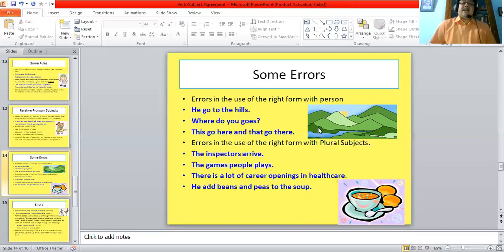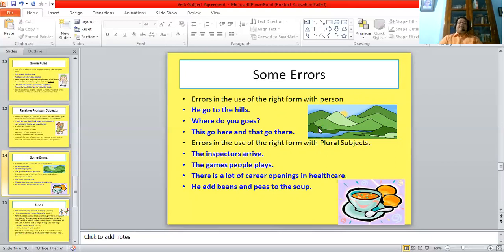Now, there are also errors in the use of the right form with plural subjects. Like, for example, the inspectors arrive, or the inspector arrives. The games people play, not plays. So people is plural, the subject is plural, so we have to say people play. "There is a lot of career openings in healthcare." No, certainly not. There are a lot of career openings in healthcare.